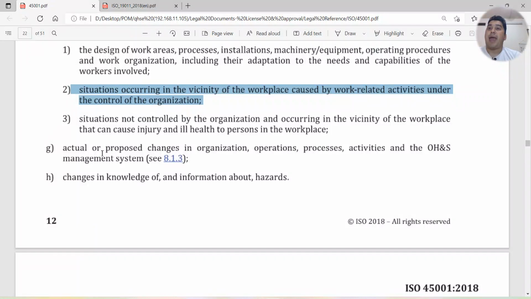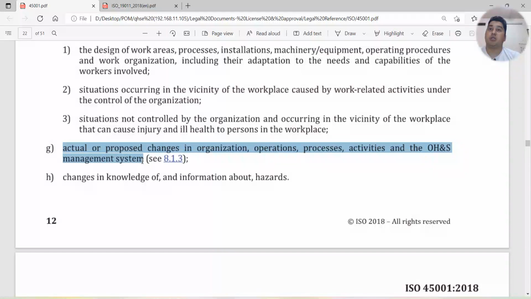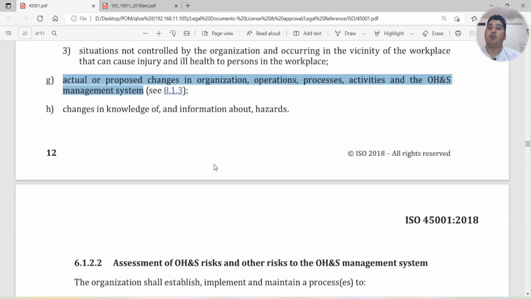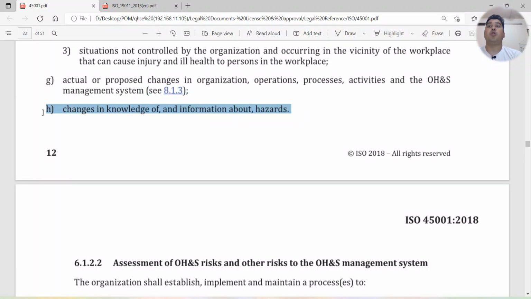As I said, actual or proposed changes in organization, operations, process, activities, and the occupational health and safety management system. So when there are any changes in the organization, management, how are you going to manage those changes, whether they are creating some hazard or risk. So those changes also need to be included in the risk assessment. Changes in knowledge of and information about hazards. So if there are any changes, how are those changes going to affect your organization.